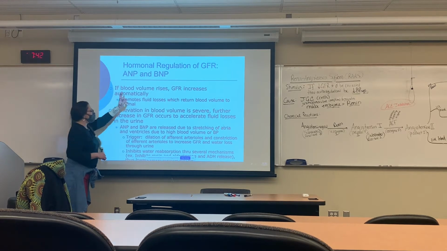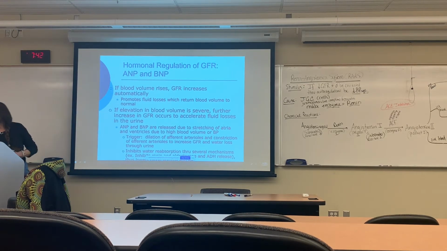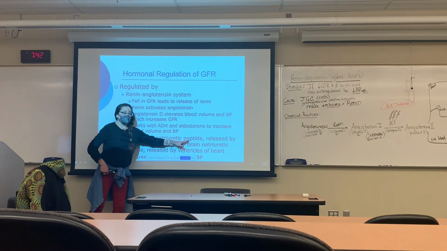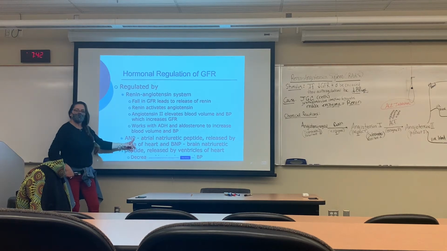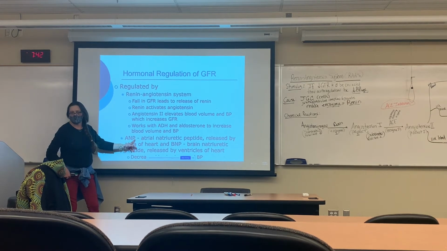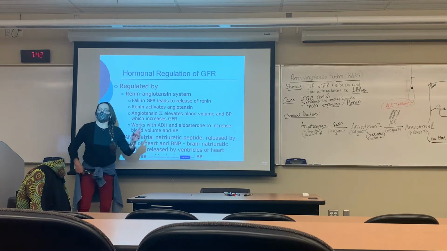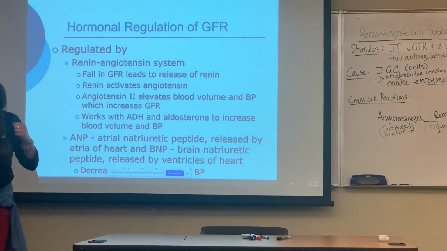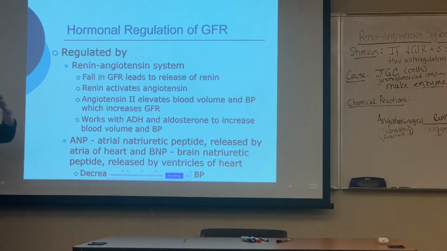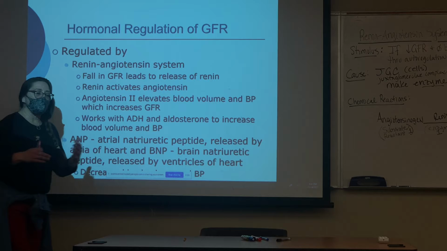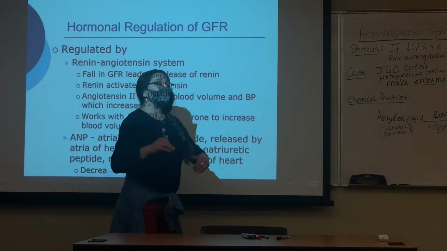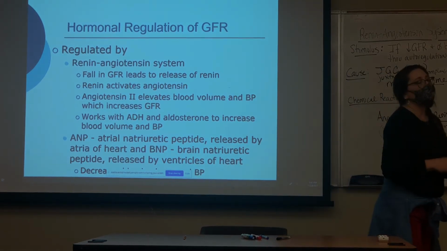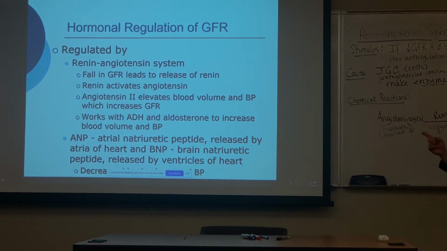So ANP, atrial natriuretic peptide, let me go back a slide so you can see the words. ANP, atrial natriuretic peptide. Sometimes you see the P replaced with an H, peptide or hormone. It comes from endocrine cells in the atria of your heart. It's released when the atria stretch excessively. The atria are only going to stretch excessively if you have excessively high blood volume and blood pressure. Otherwise, your atria stretch a little bit, and that hormone will not be released.